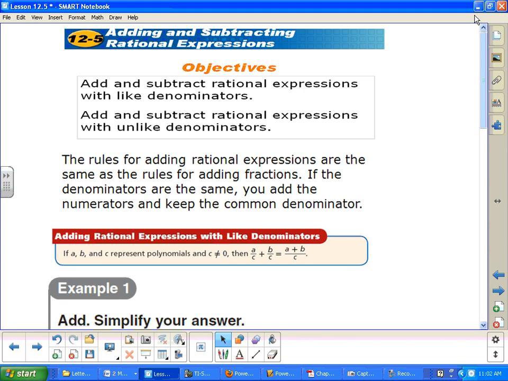So we're going to look at just the first couple examples today, and we're actually going to look at the ones that have a common denominator. So the part today will be a little bit easier, and then tomorrow we'll look at unlike denominators and how we can put those together.